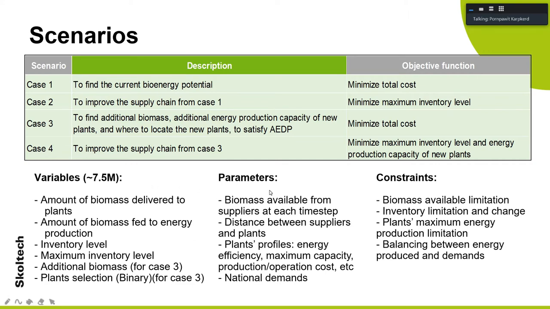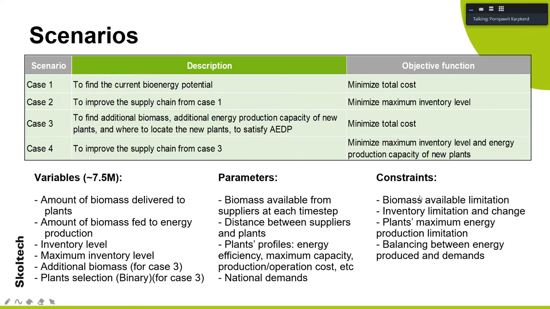The parameters inputted into the model are the biomass available from suppliers at each time step, the distance, the plants' profiles such as energy efficiency, maximum capacity, cost, and so on. And the final one is the national demand.